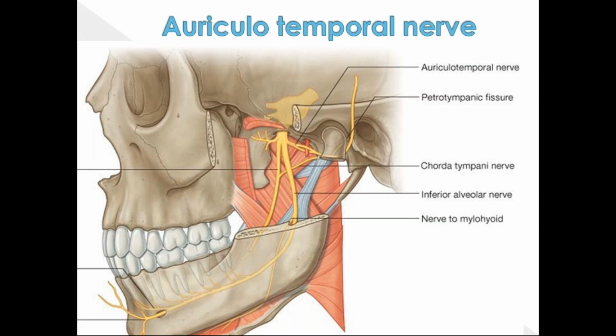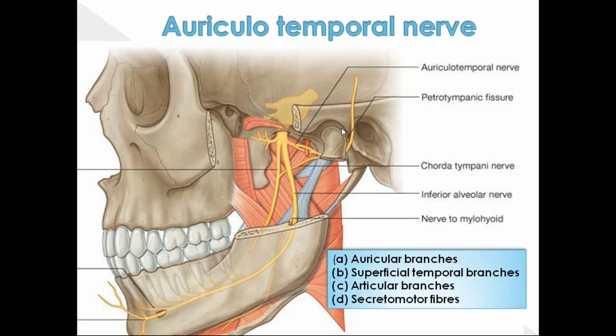So there are things you have to remember. It arises with two roots. It encloses the middle meningeal artery, lies between the neck of mandible and sphenomandibular ligament, and lies above the first part of the maxillary artery. Then it goes behind the temporomandibular joint, crosses the posterior root of zygoma, and enters the temple. Here it divides into superficial temporal branches. I think now you're clear about the course and relations of the auriculotemporal nerve.